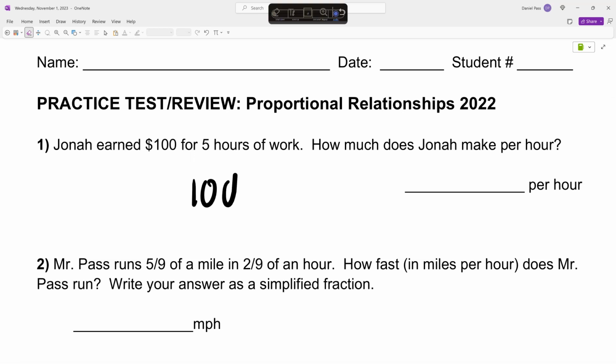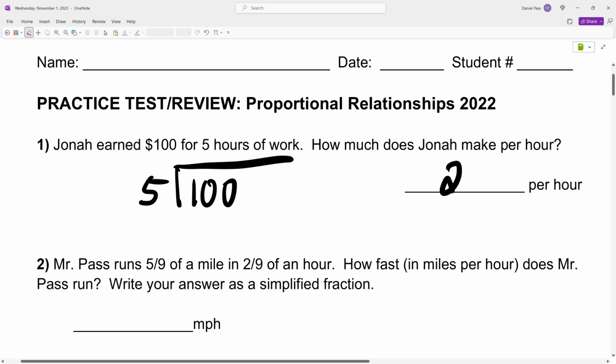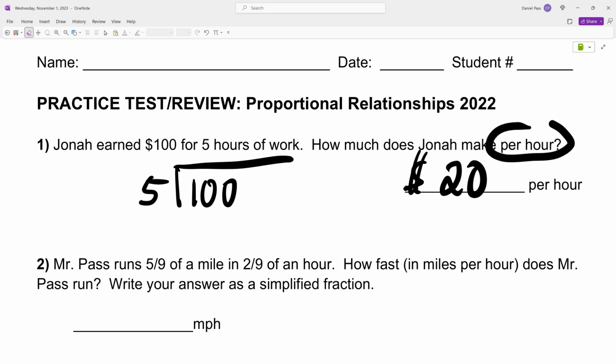So 100 divided by 5 gives us 20. So $20 per hour. Now, how do we know that it's dividing by 5? Because look up here, this is very important. Because it says per hour. Which number is next to hour? Okay, now I'm repeating this.